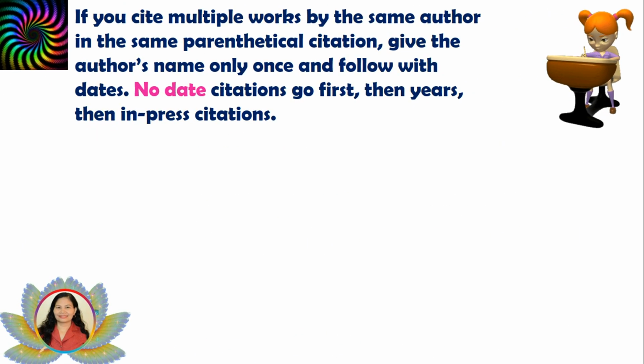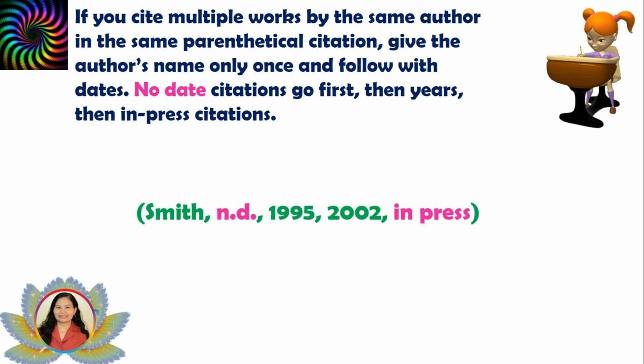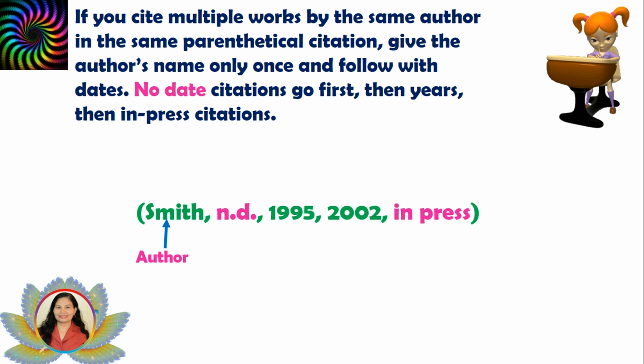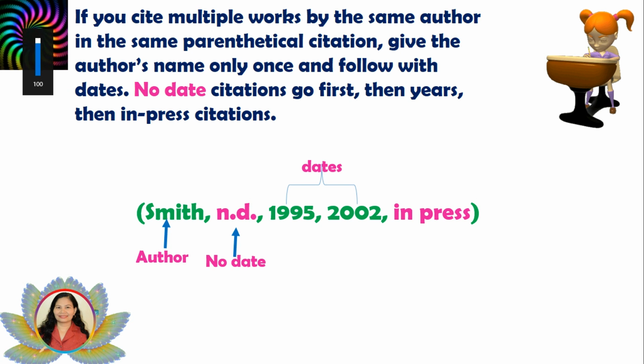If you cite multiple works by the same author in the same parenthetical citation, give the author's name only once and follow with dates. No date citations go first, then years, then in-press citations. It means that your paper is now in the final stages of production.